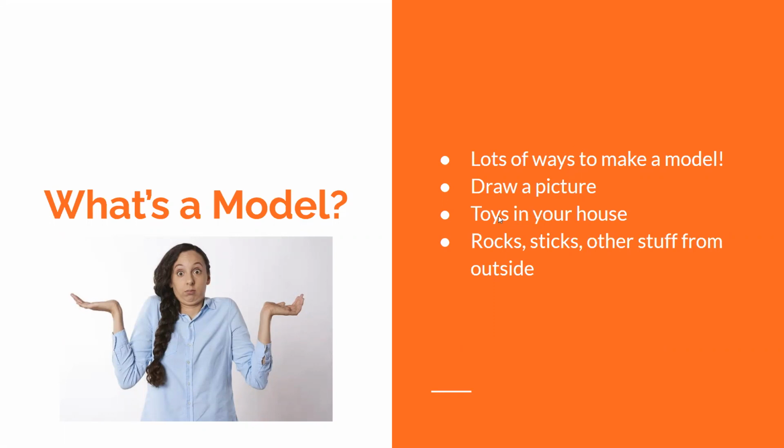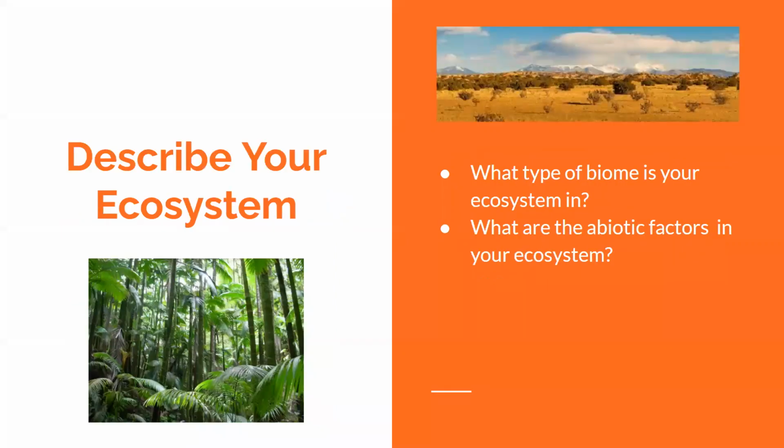But you could also take, in this case, if you're going to create an ecosystem, if you've got a bunch of Legos or things in your house that you can use to represent things in your ecosystem, you could create it that way and then just take a picture of it. Or you go outside and put together a bunch of stuff that represents an ecosystem. However you want to do it, get as creative as possible, but we want you to make a model of an ecosystem. Now we do have a couple things that you need to tell us.